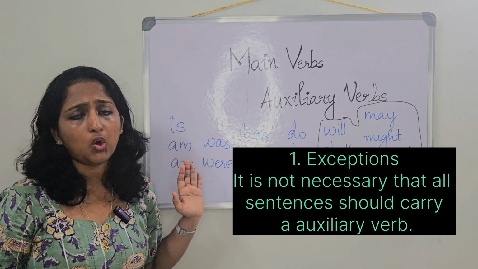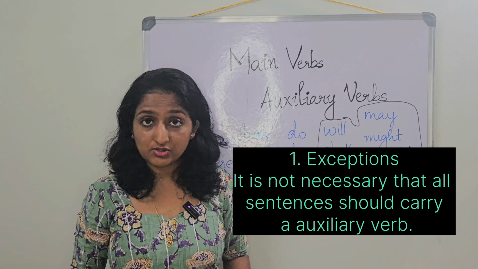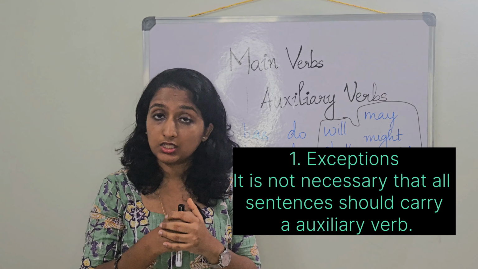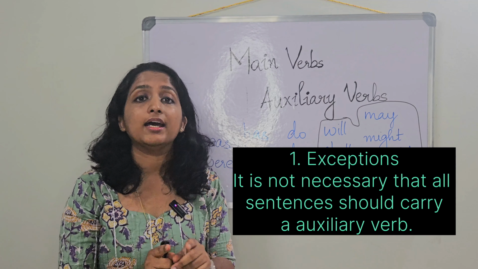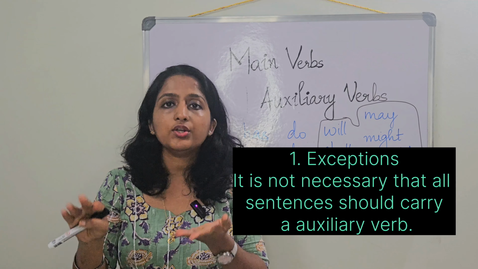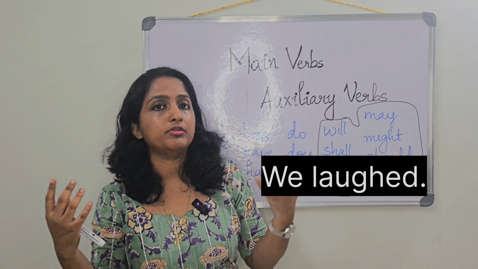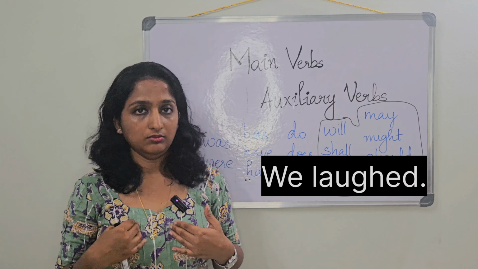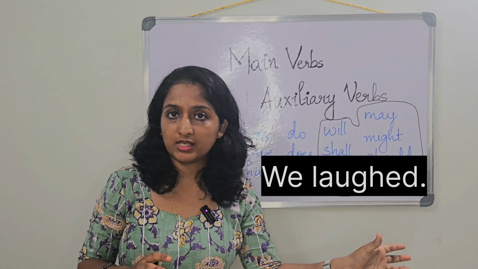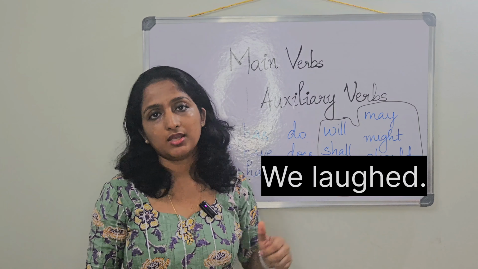Is it necessary that we should use an auxiliary verb so that the main verb can have its meaning? The answer is no. It is not necessary. In some sentences, we will not use auxiliary verbs. For example, we laughed. Is there an auxiliary verb there? No. Main verb is there. What is the action? Laugh. So laugh is a main verb.